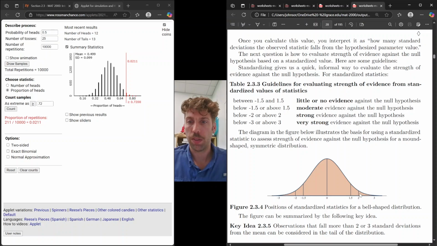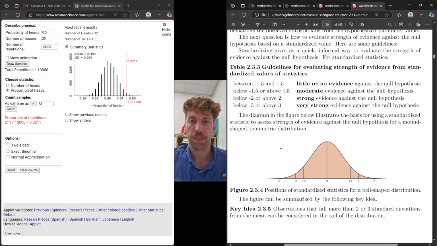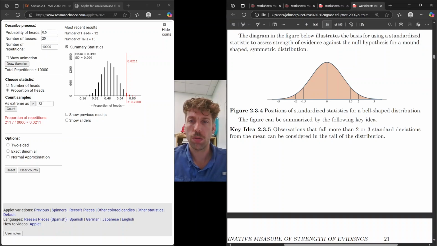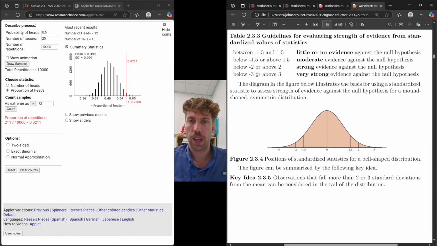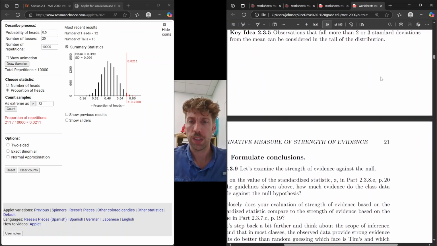Then if you're past 2 or past negative 2, those sorts of things don't happen that often, and so you say that's strong evidence. And then past 3, there's hardly anything there. Past negative 3, there's hardly anything there. That's very strong evidence. Okay? And then again, these two we'll call statistically significant. That's the standard way to do it.